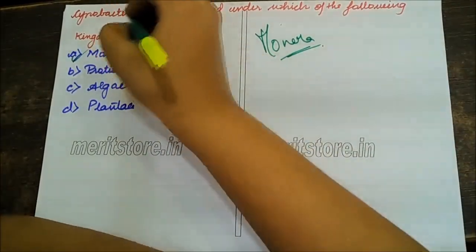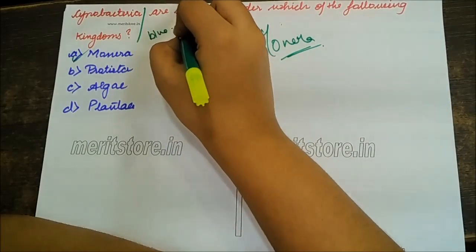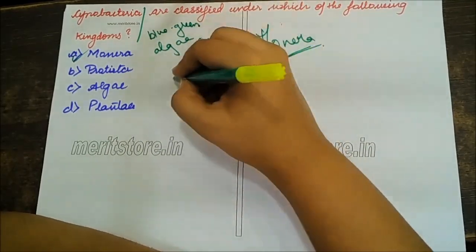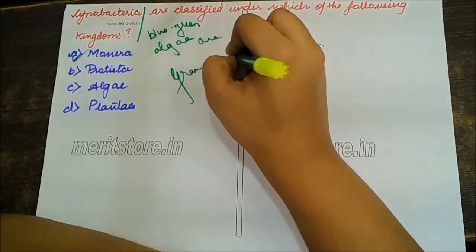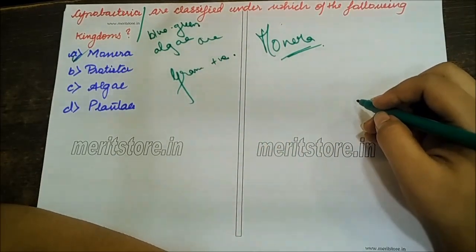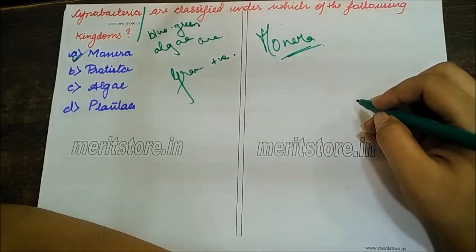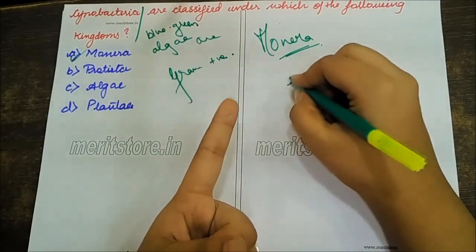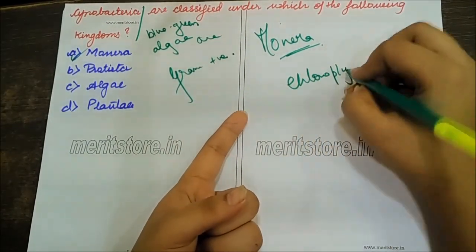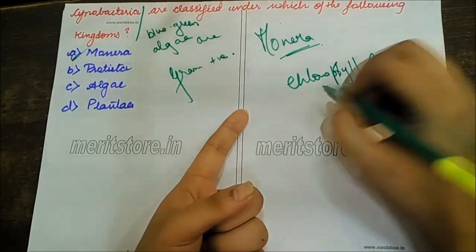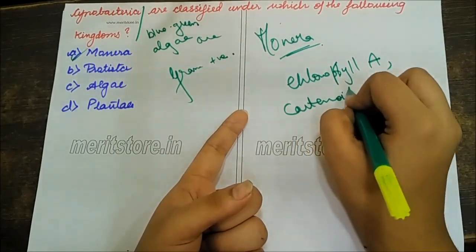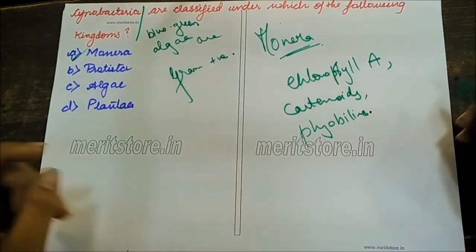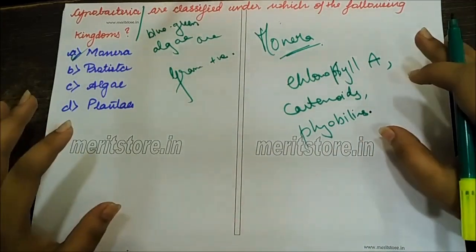Cyanobacteria or blue green algae are gram negative photosynthetic prokaryotes which perform oxygenic photosynthesis. Photosynthetic pigments include chlorophyll A. Let's write it down. Chlorophyll A, carotenoids, and phycobilins. Cyanobacteria are classified under kingdom Monera.